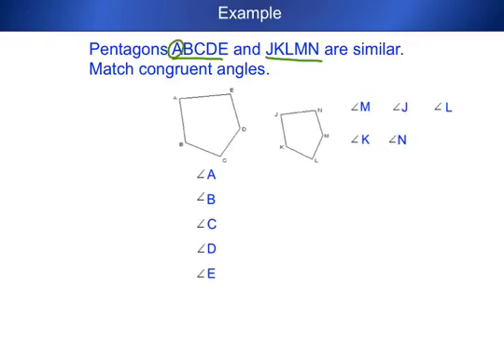Angle A, since it's listed first, is congruent to angle J. So I'm going to move this down here. I'm lining up the congruent angles. Angle B here is congruent to angle K, and so on. Angle C is congruent to angle L. Angle D is congruent to angle M. Angle E is congruent to angle M. And again, if you need a few minutes to write that down, press pause, and then press play when you are ready to continue.